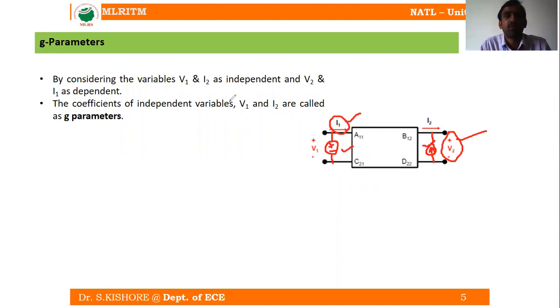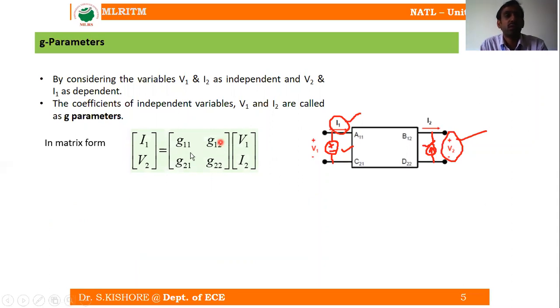So now in the matrix form, if we want to represent the equations of the G parameters, we can write I1 and V2 as the dependent variables. So I1 and V2 are the dependent variables here, and we know that this is the column matrix I1 and V2, and the independent variables V1 and I2 are going to be one column matrix. In between, to obtain the G parameters, you are going to consider the square matrix, where you are going to have G11, G12, G21 and G22. So these are nothing but your conductance parameters, or inverse hybrid parameters, the G parameters.